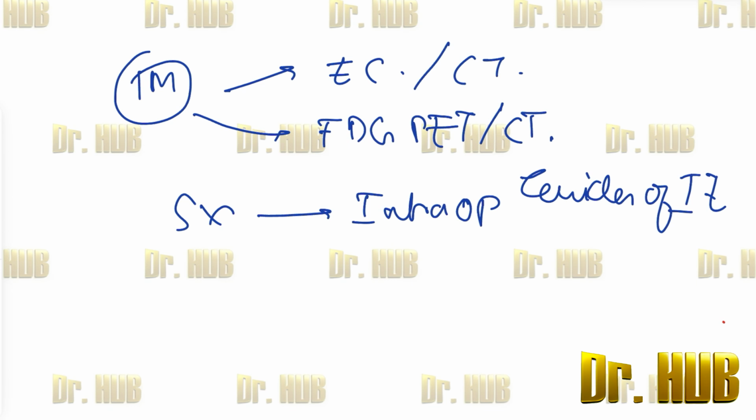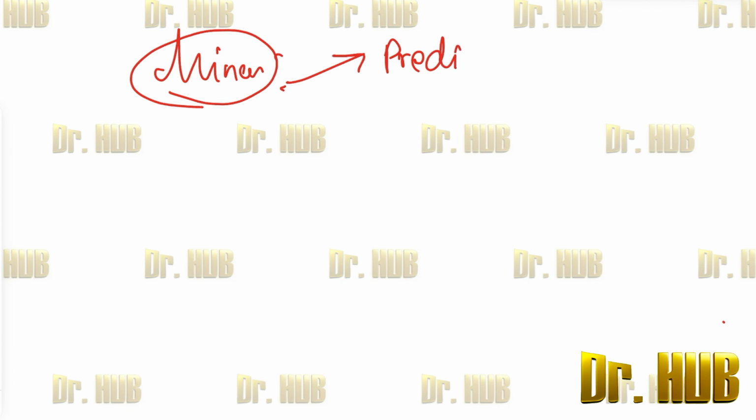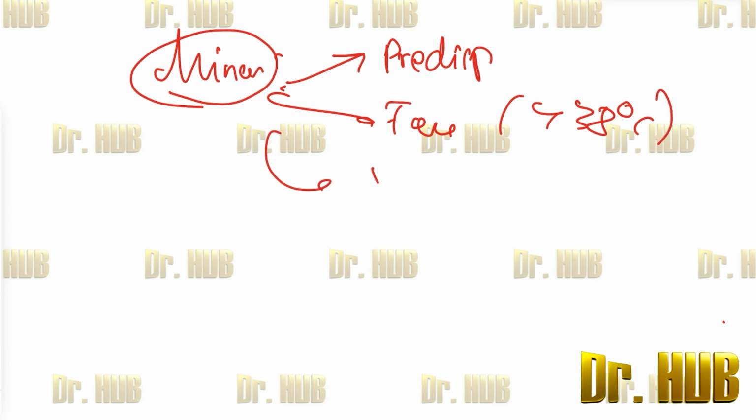Next we move on to the minor criteria. So what is the minor criteria? In the minor criteria, we have the predisposition, that is previous history of IE, the presence of prosthetic valve, the valve repair, and so on. Next is the fever. Fever is where there is a temperature greater than 38 degrees Celsius. Next we look at the vascular phenomena, the major arterial emboli and so on, and the immunological evidence.